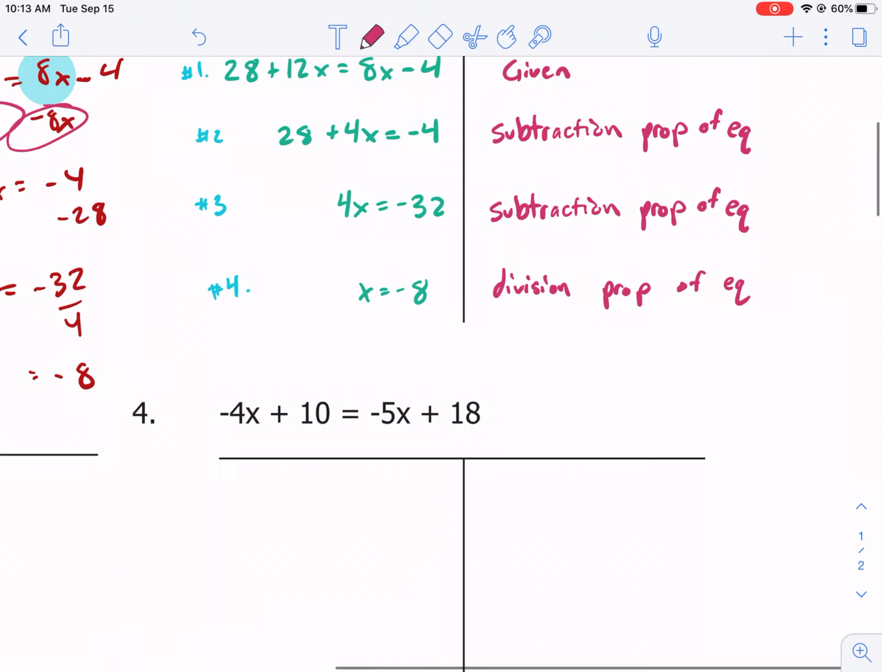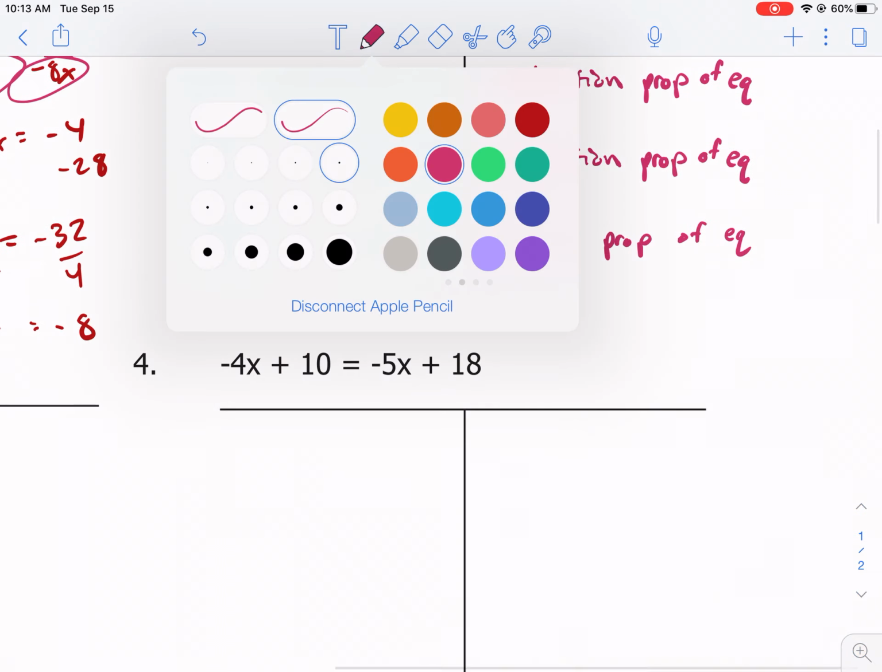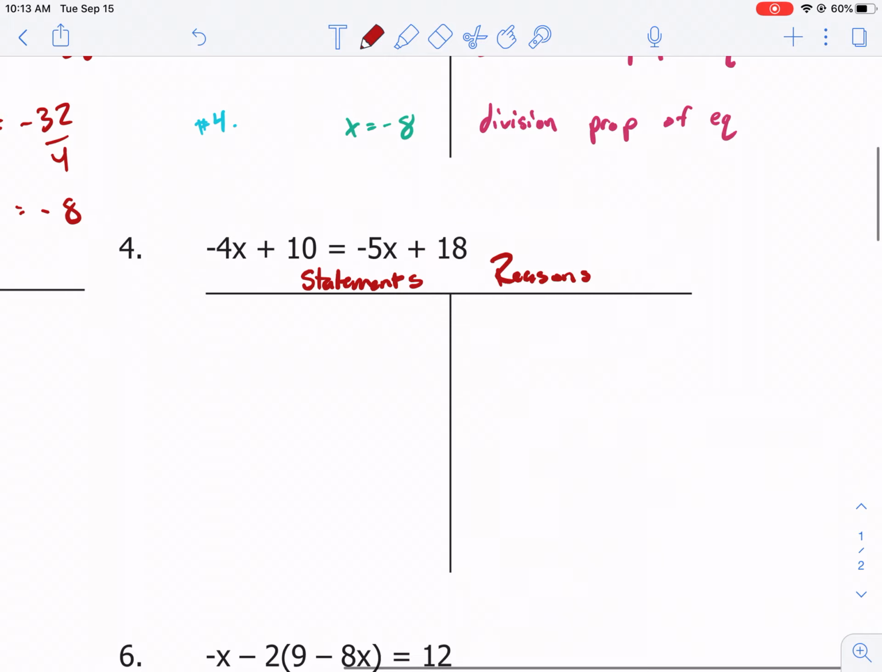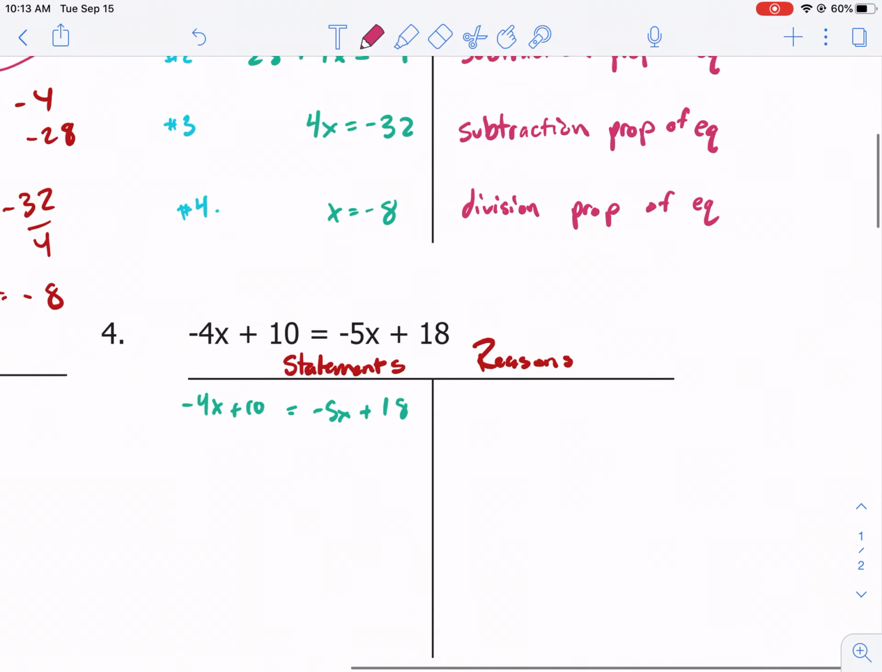Now we have another problem here. Again, we have our statements on the left and our reasons on the right, and we're going from one step to the other. So the first thing we're going to do is say negative 4x plus 10 equals negative 5x plus 18. This time I'm not going to solve it first because I'm sure you guys don't want more work for yourselves.